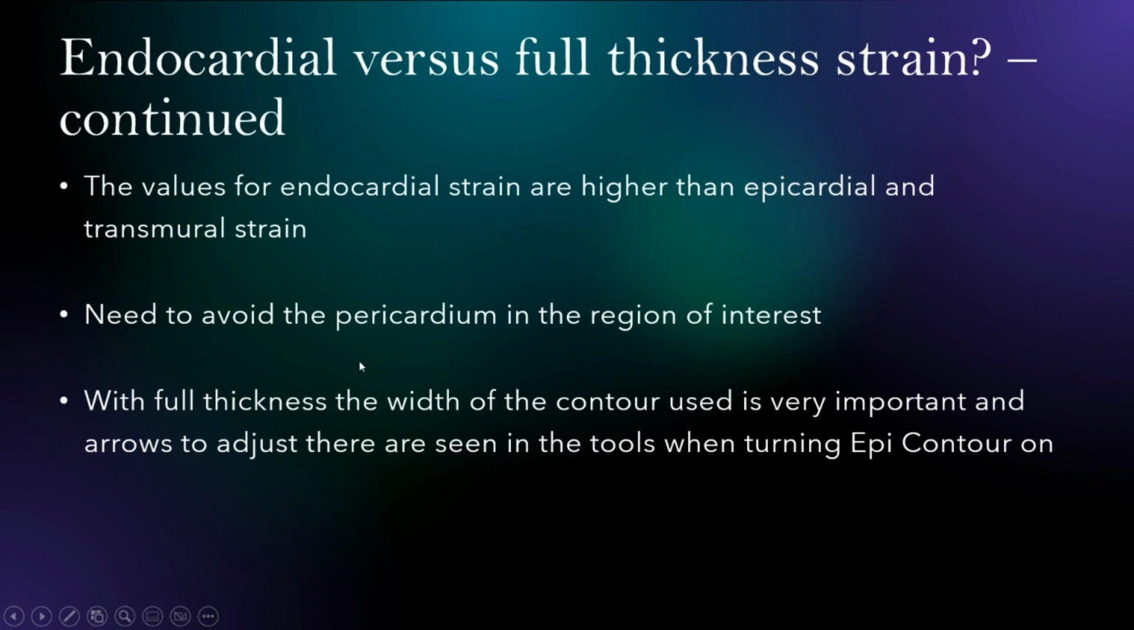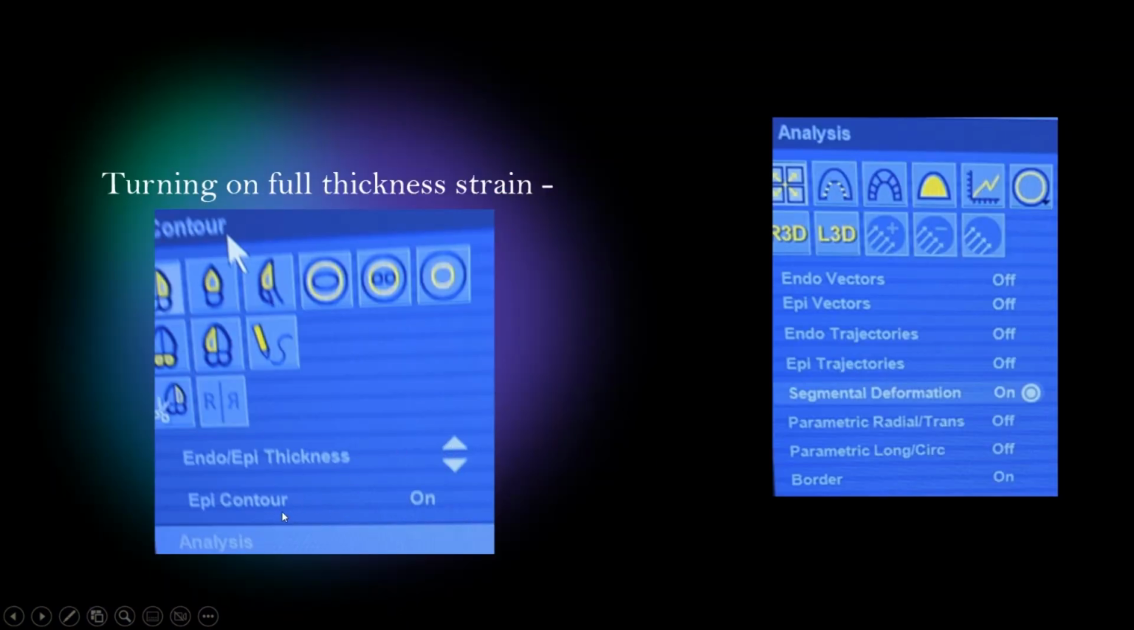You need to avoid including the pericardium in the region of interest, because then you end up tracking the pericardium rather than the epicardium, which can produce, again, erroneous numbers. This is corrected by adjusting the width of the region of interest, the contour. Here I'm just showing you how to turn on full thickness tracking. We have epicontour, which we turn on, and then the arrows up and down will adjust the degree of thickness of that region of interest.